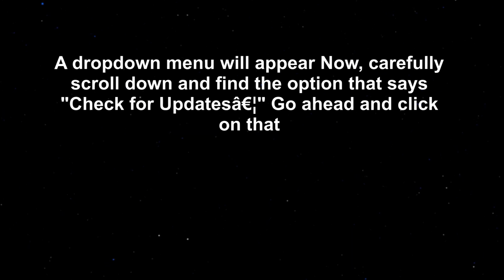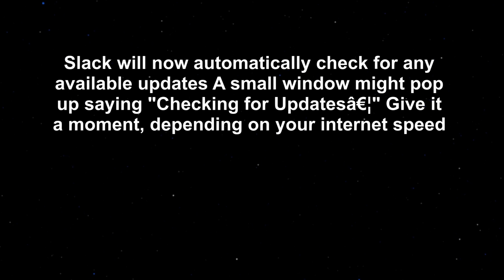Carefully scroll down and find the option that says "Check for Updates." Go ahead and click on that. Slack will now automatically check for any available updates. A small window might pop up saying "Checking for updates." Give it a moment, depending on your internet speed.